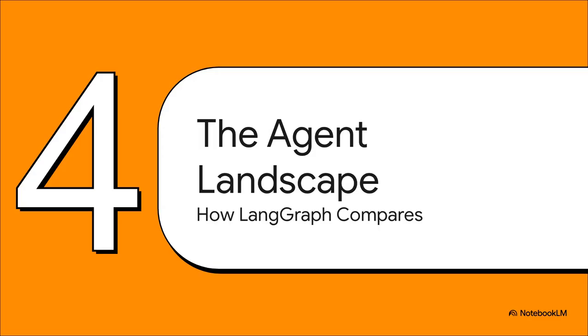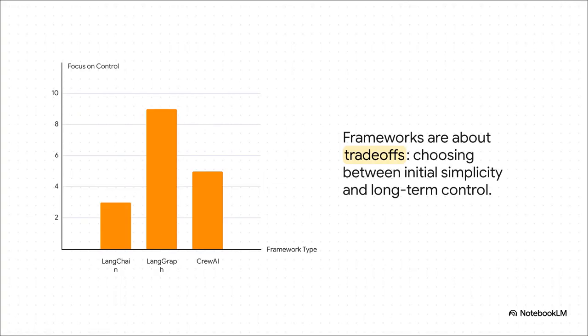Okay, moving on to Section 4, how LangGraph compares. So with all this power, all this control, where does LangGraph actually fit in the broader ecosystem of AI frameworks that developers are using today? The whole AI framework landscape is really about trade-offs. You've got LangChain, which is awesome for its simplicity and how fast you can get going. It's perfect for building a quick prototype or a pretty straightforward chatbot. LangGraph, on the other hand, trades some of that initial simplicity for a ton of control and reliability. And that's what you need for complex mission-critical systems, like, say, an autonomous financial analyst.